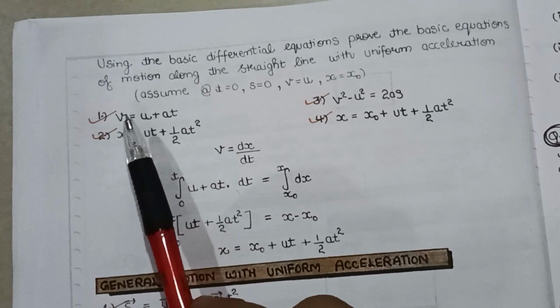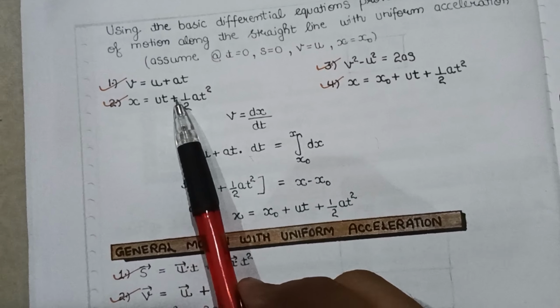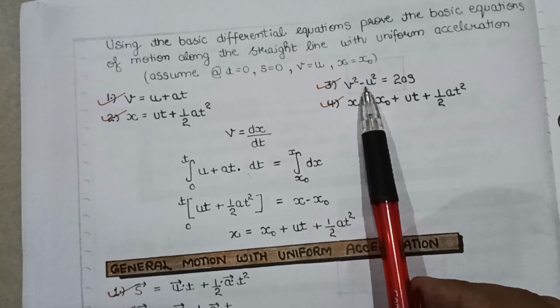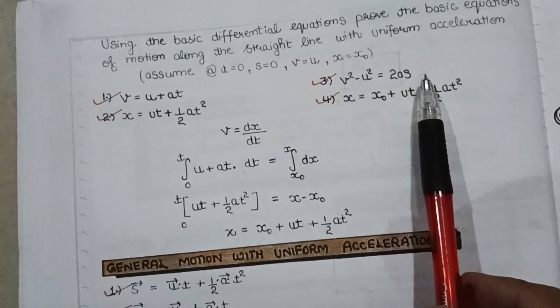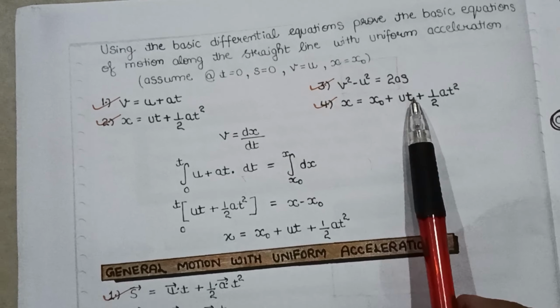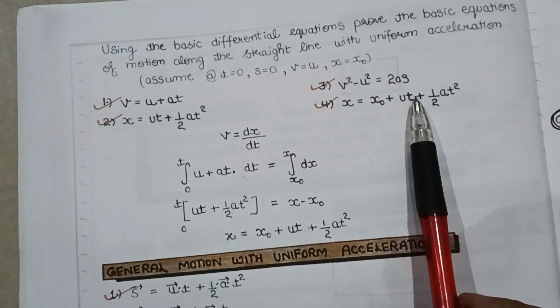First, v is equal to u plus at. Second, x is equal to ut plus half at square. Third, v square minus u square is equal to 2as. Fourth, x is equal to x naught plus ut plus half of at square.